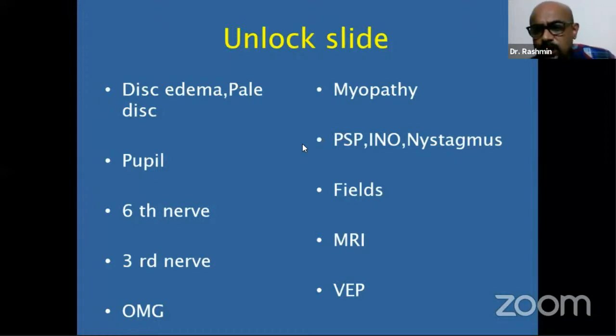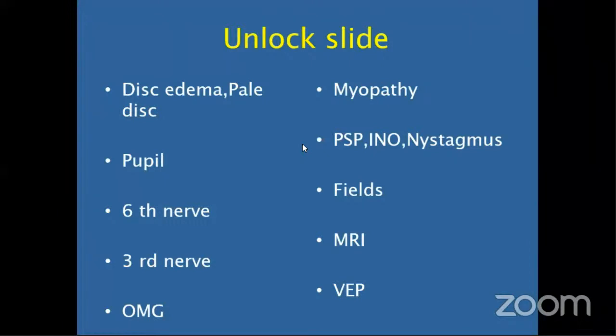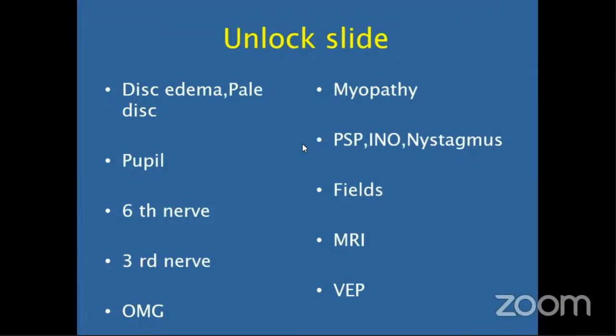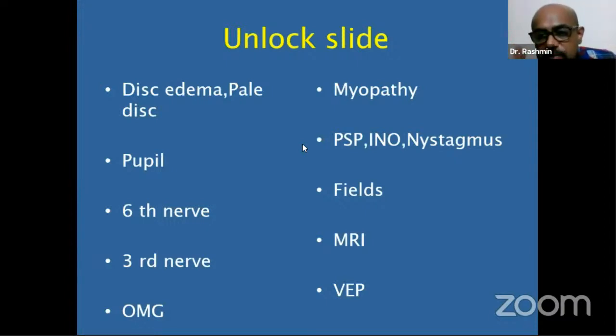In multiple sclerosis, what kind of INO is more common? There are different types. Bilateral, generally. In multiple sclerosis, you will find bilateral INO. That is much more common.